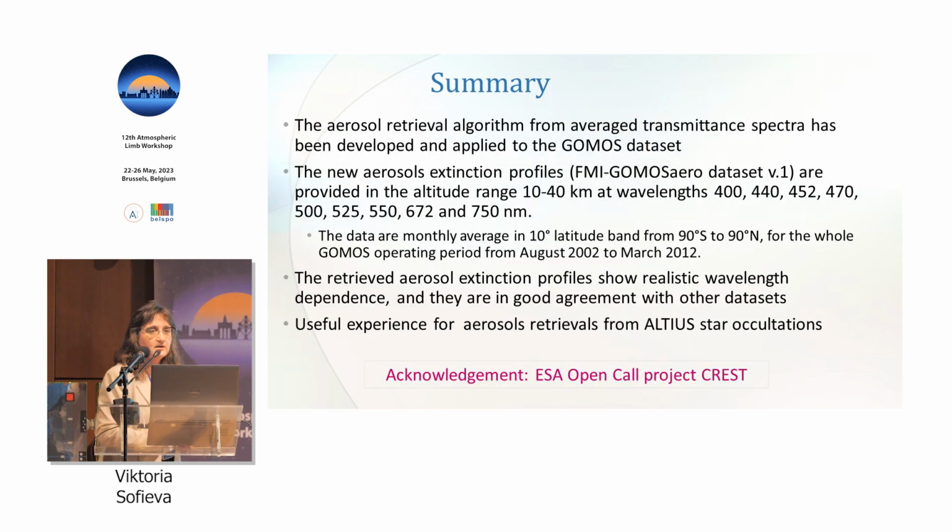So, coming to the summary, the GOMOS aerosol retrieval algorithm from average transmittance spectra has been developed and applied to the whole GOMOS dataset from 2002 to 2012. We provide extinction profiles in the altitude range from 10 to 40 kilometers at 9 different wavelengths from 400 to 750 nanometers. The data are monthly averages in 10 degree latitude bins from 90 south to 90 north.